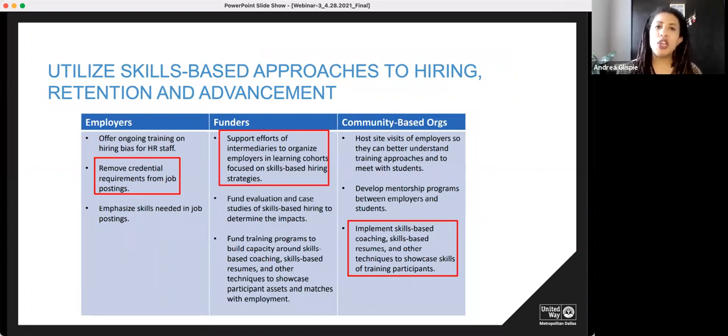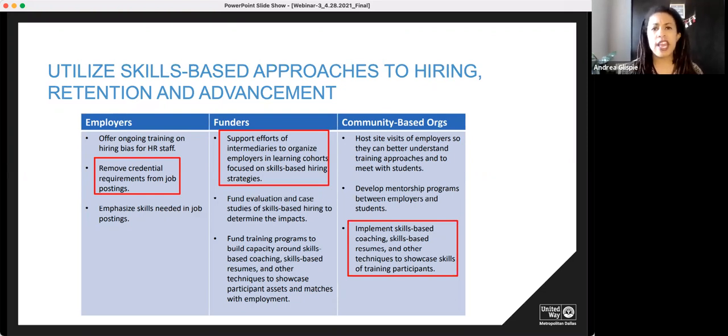In terms of utilizing skills-based approaches to hiring, retention, and advancement, one big thing that employers can do is just remove credential requirements from job postings and build job postings around the skills that they need and not necessarily what degrees a job candidate has. Funders in this space can invest in capacity building, specifically of employers that want to make a change in how they hire or advance people, but are not sure how to do it. So funders can invest in capacity building or community learning opportunities for employers.